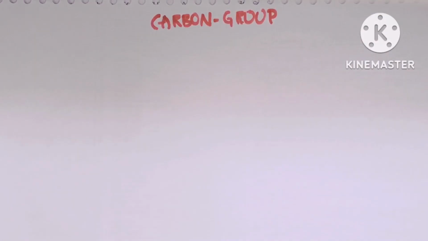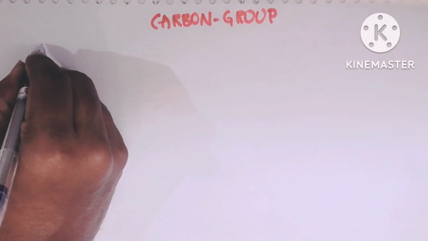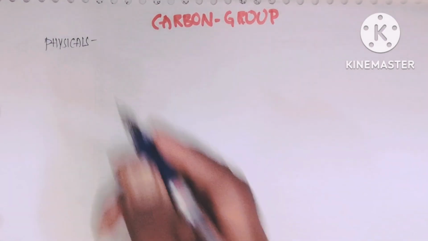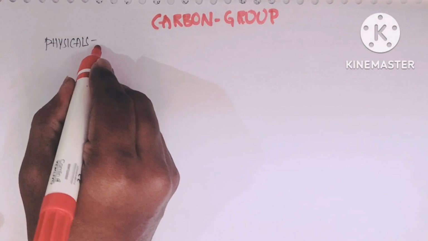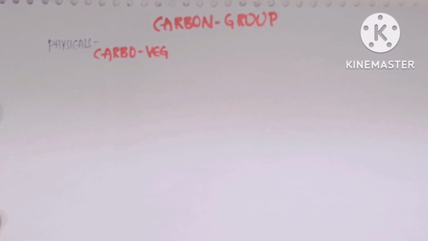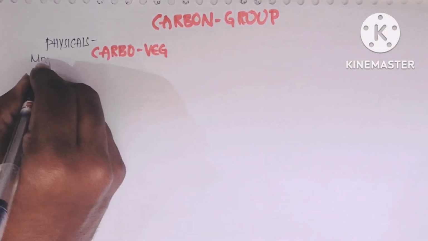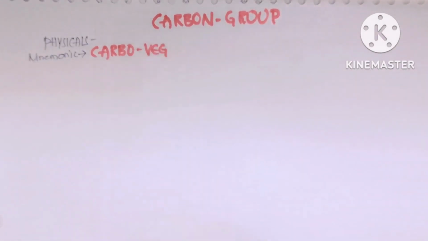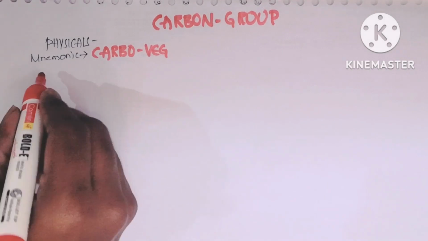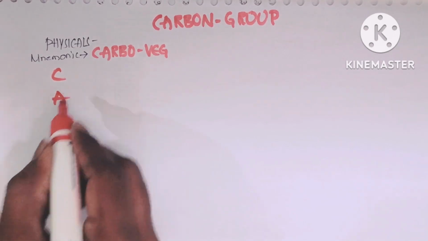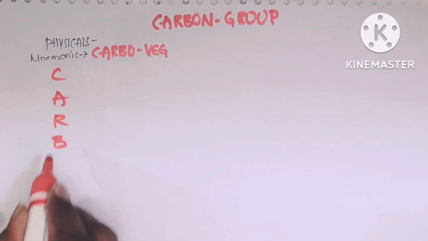And coming to the carbon group physical symptoms. Carbon group physical symptoms can be remembered easily with a simple mnemonic. Just remember one of the important remedies of the carbon group is Carbo veg. With the Carbo veg mnemonic we can remember all the physical symptoms of the carbon group.